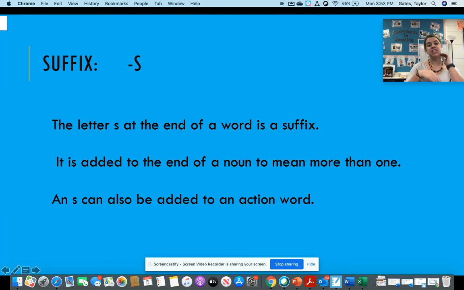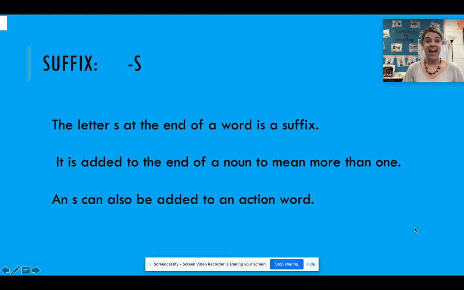Okay, and a suffix is a word part that we're going to add at the end of the word. Okay, so this week, the first suffix I want to show you is the suffix s. The letter s at the end of a word is a suffix. When it is added to a noun, which we know is a person, place, or thing, it means that it is more than one. Okay? An S can also be added to the end of an action word, but we're going to talk about that more later this week. Today, we're only going to be talking about adding S to our nouns.